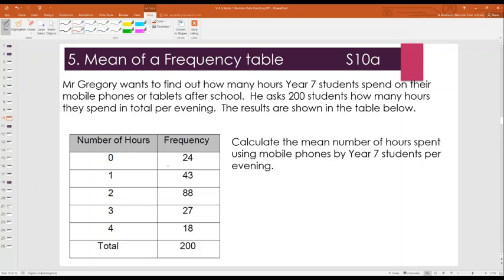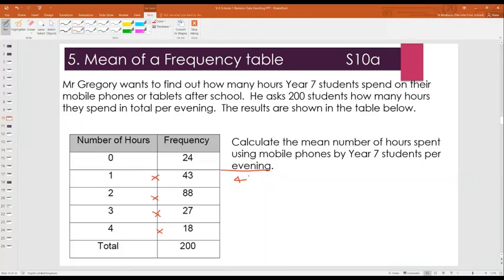So straight away for this one, we don't want to have to write them out in a list, because remember, frequency means the number of times something occurs. So this means 24 students spent 0 hours, 43 students spent 1 hour, and so on. So what we're actually going to do for this one is add an extra little column at the end, and we should be multiplying these together. This was a shortcut method that we've learned. So we need to multiply these numbers together.